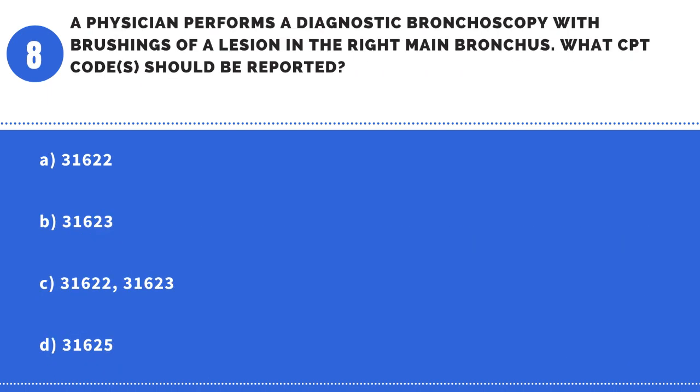Question 8. A physician performs a diagnostic bronchoscopy with brushings of a lesion in the right main bronchus. What CPT code should be reported? A. 31622. B. 31623. C. 31622, 31623. D. 31625.